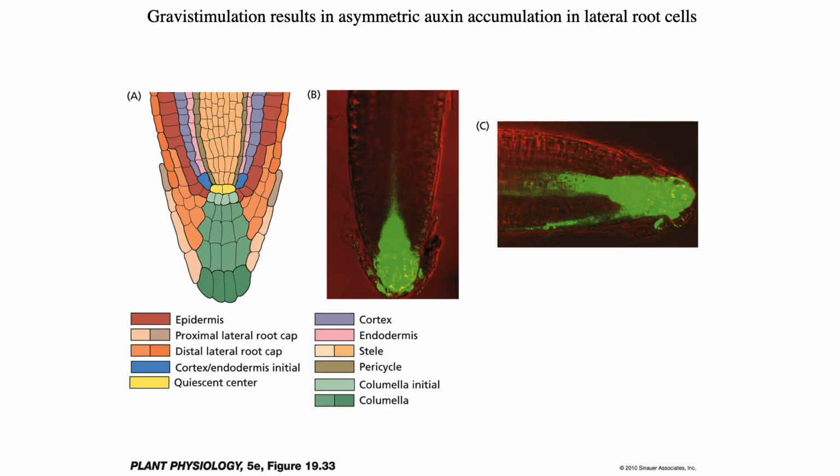One way this model has been supported can be seen here, where a fluorescent auxin reporter gene was used to determine the auxin distribution in a root tip, in the vertical position seen in B, and in the horizontal position seen in C. You can see the green fluorescent color in the lower side of the root after moving the root into the horizontal position.